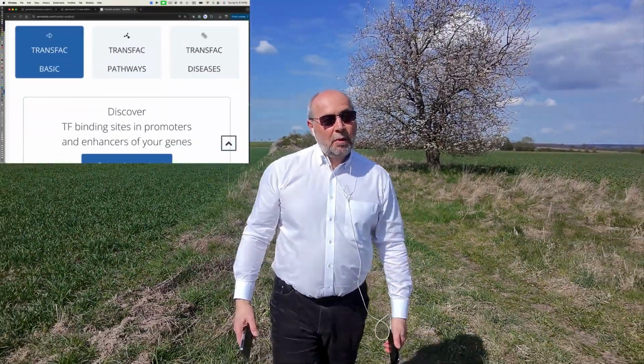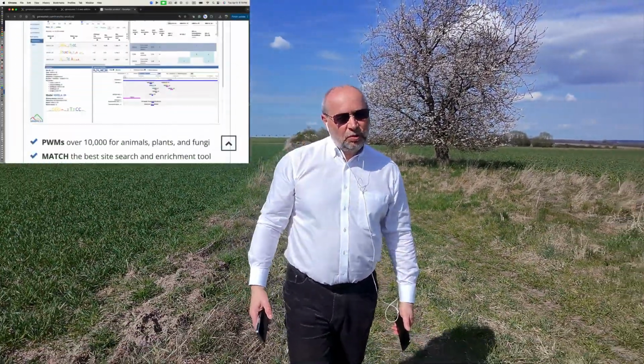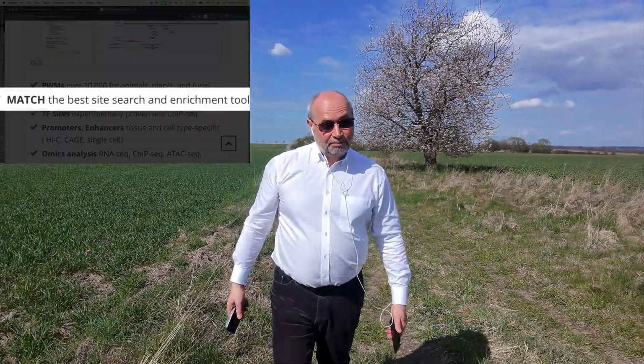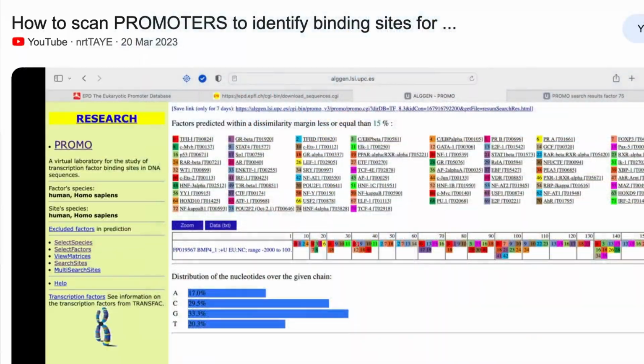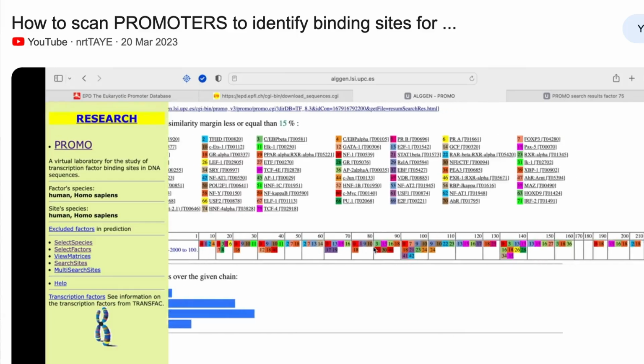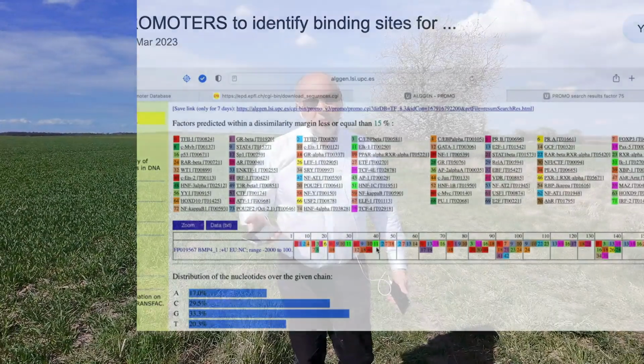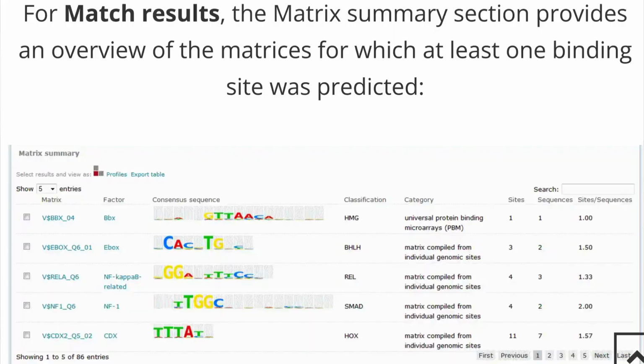Today I want to talk about one of my favorite tools in TRANSFAC Basic. It's called Match. If you have ever scanned DNA for binding sites, you know how messy it can get. You either get way too many hits or miss the important ones. Match helps you to find what really matters.